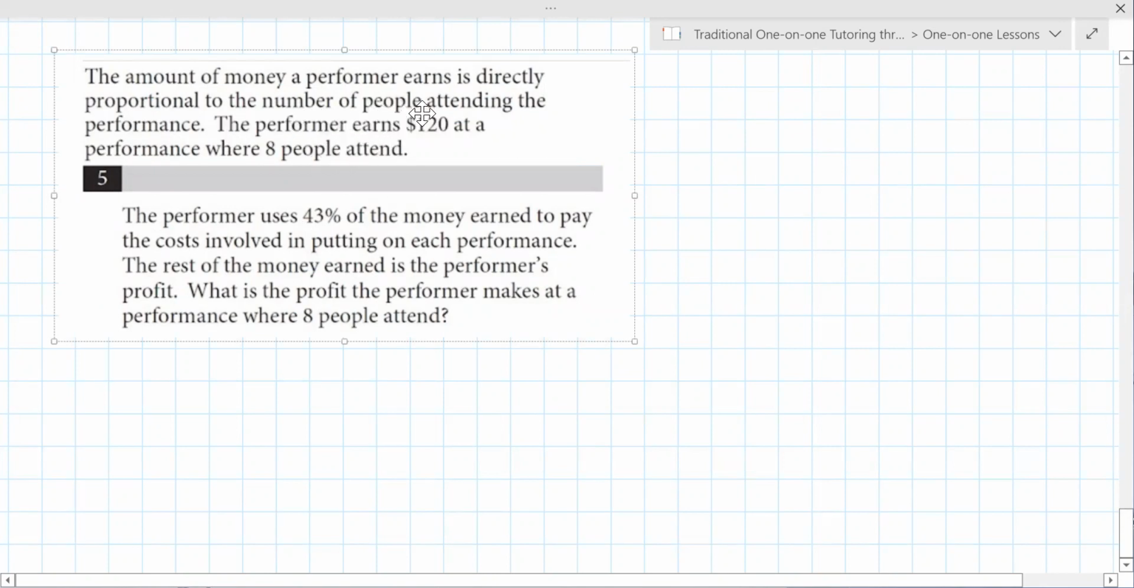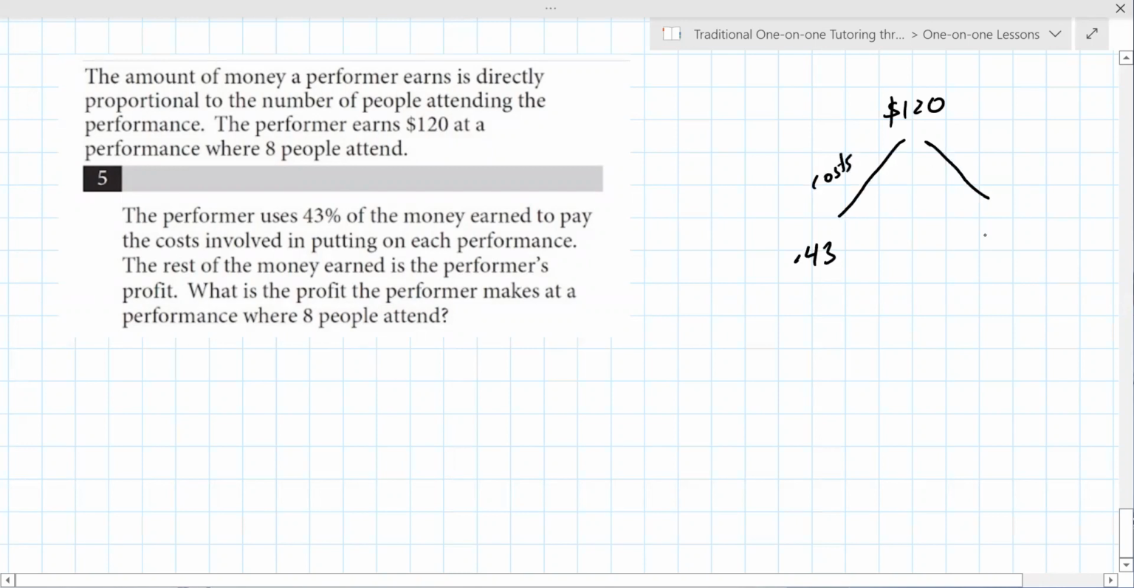Oh, okay. So they get 120, I assume no matter if there's 0 or 1 people, and so on. The performer uses 43% of the money earned to pay the costs involved in putting on each performance. The rest of the money earned is the performance profit. So out of the money that they earn, 0.43 goes for costs, and how much goes to themselves? What's the percentage? These two numbers have to add up to 1.